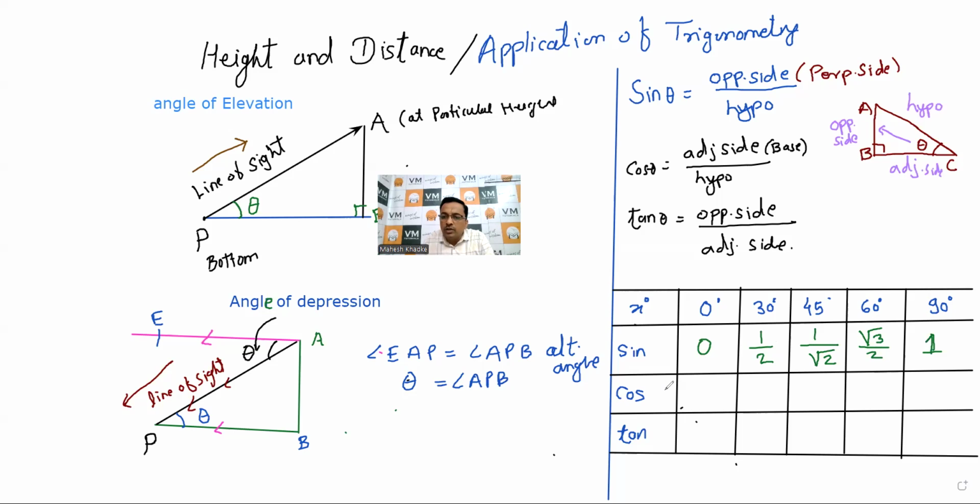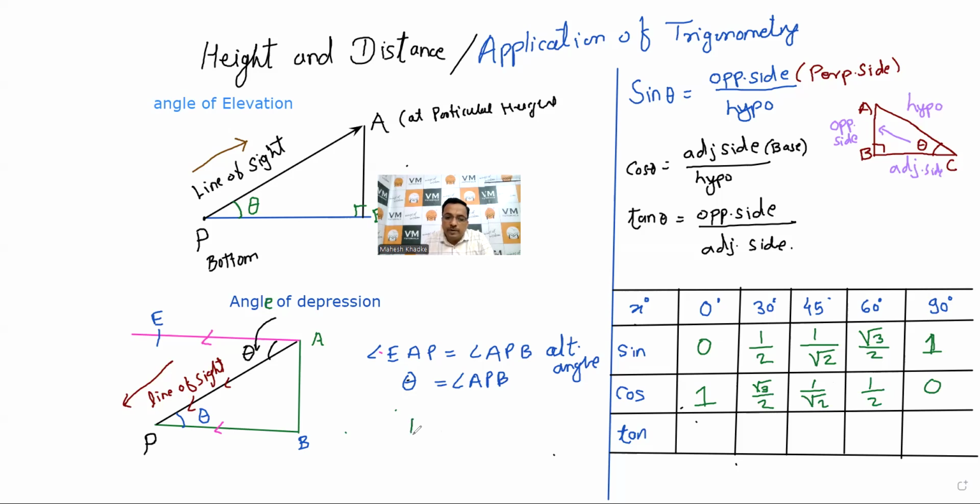नाउ साइन हो गया, देन कॉस एग्जैक्टली इसके अपोजिट है, रिवर्स होता है. Whatever the value of sin 90, that is the value of cos 0, तो cos 0 becomes 1. Whatever value of sin 60, same value of cos 30, that is √3/2. तुम लोग देखोगे एग्जैक्टली उल्टा हो रहा है. Then sin 45 and cos 45 same, 1/√2. Then sin 30 and cos 60 same, 1/2. And this 0 and this one is 0.